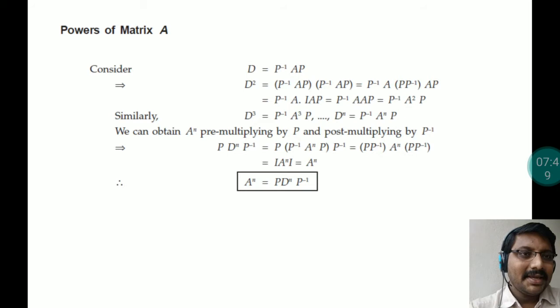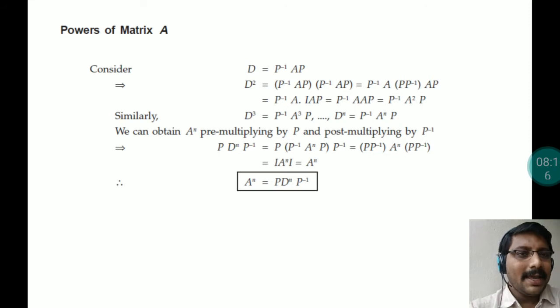But what is A into A? A into A is A square, and I into A is A. So we will have P inverse A square P. Thus D square is P inverse A square P. Similarly, if we proceed like this, D cube is P inverse A cube P. On continuing this process, we get D power n is P inverse A power n P.